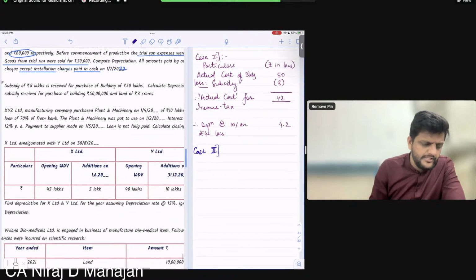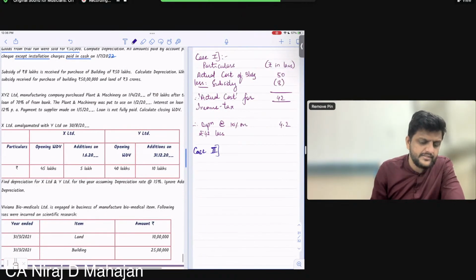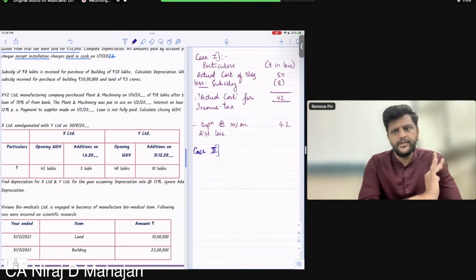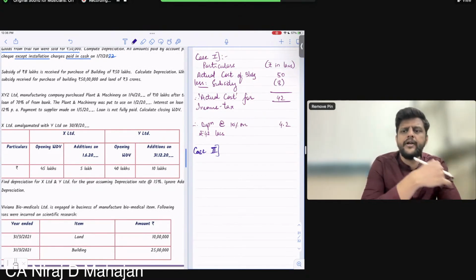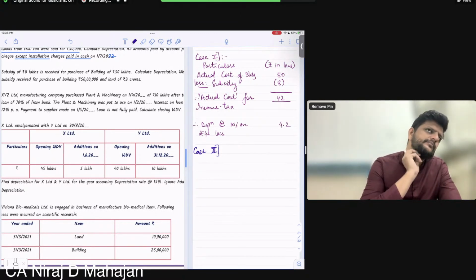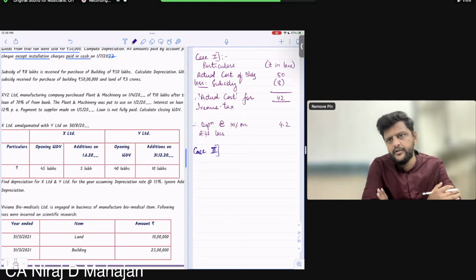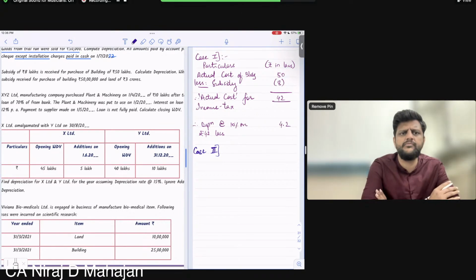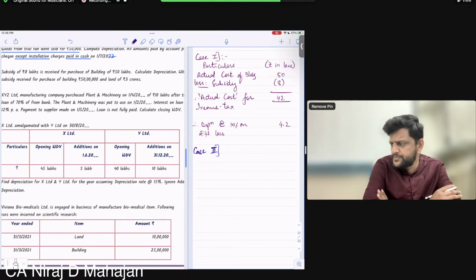Case 2. What if subsidy is received for purchase of building of 50 lakhs and land of rupees 3 crores? Subsidy received is 8 lakhs only, but the cumulative subsidy of 8 lakhs is to buy land and building. The cost of land is 3 crores and the cost of building is 50 lakhs. From where will we reduce the subsidy? We will reduce from both.